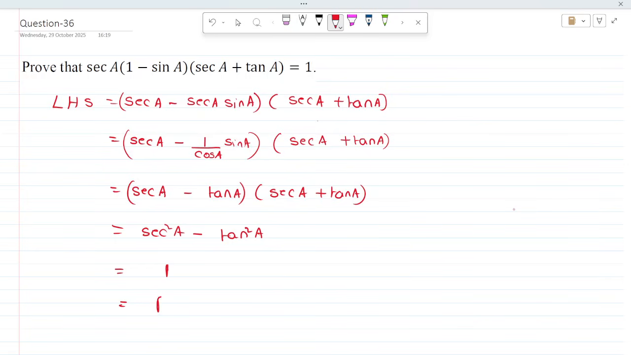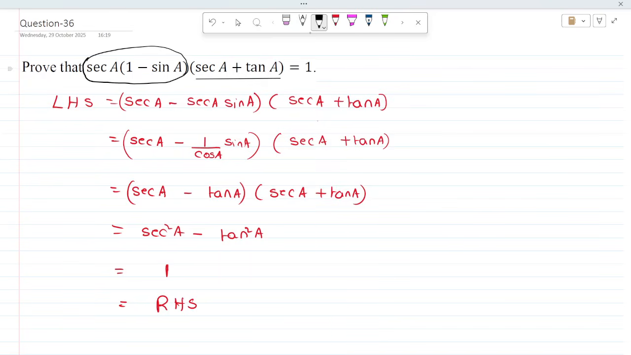Clear? Is equal to RHS. Any confusion, sir? Sure? Clear? Okay, fine. Let's see. The question, I will tell you the observation. What is observation? Here you are having secant A plus tan A. That means this all together should become what? Secant A minus tan A. Then only it will become secant square A minus tan square A and you will get it as 1.